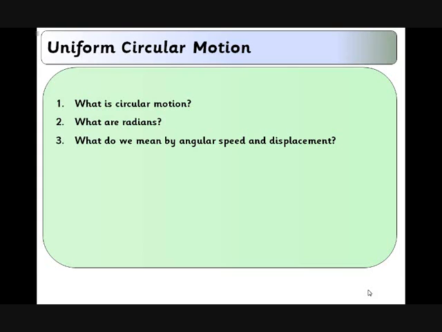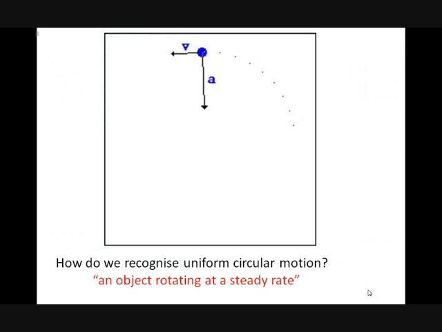Okay, so this particular lesson's on uniform circular motion. We will need to look at what is circular motion, just pick it up from GCSE really. Then we're going to look at what we mean by radians, and then this concept of angular speed and angular displacement.